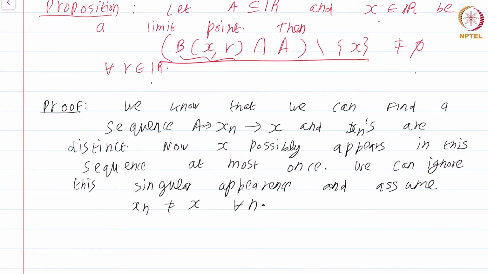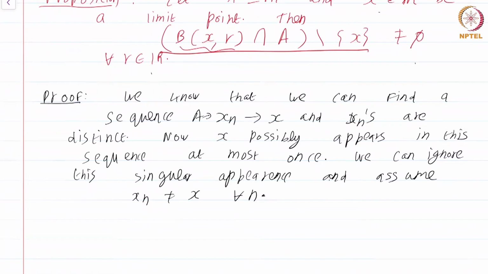Okay, so what I am essentially doing is I am going to remove that one appearance and construct a subsequence and reindex the subsequence and so on. I don't want to belabor the point. I will just ignore this element x and assume that the sequence x_n does not contain the element x at all. It never appears in the sequence. Okay, fix r greater than 0.